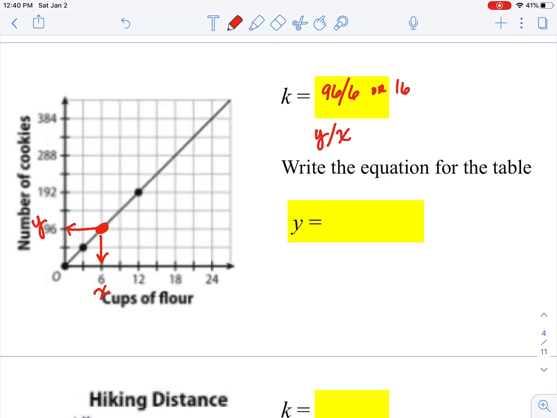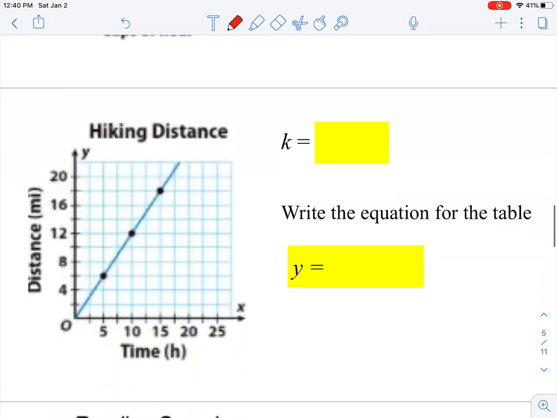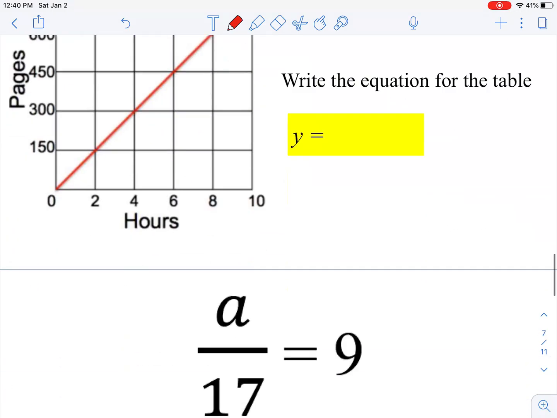Now, can you use the 96 over 6? Absolutely. You could do 16 over 1. Any of those. Whatever answer you choose to use here, make sure you use it down here. Remember, Y equals KX. I already have the Y equals. K, I said, was 16x. And you're going to do the same thing here and here.